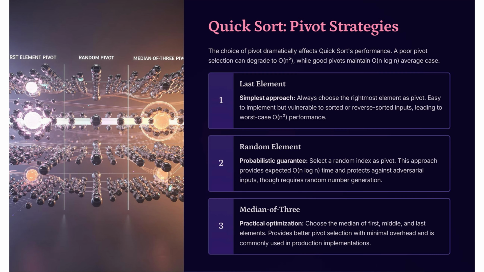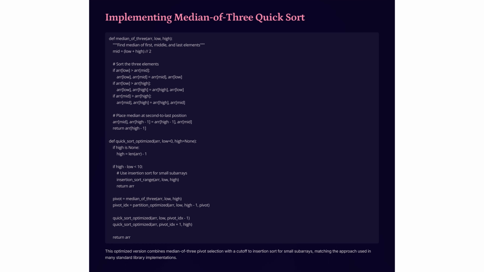The median of 3 strategy optimizes pivot selection, balancing performance with minimal overhead, and is widely adopted in practice. The median of 3 quicksort optimizes pivot selection by choosing the median of the first, middle, and last elements. This approach reduces the risk of poor pivot choices.